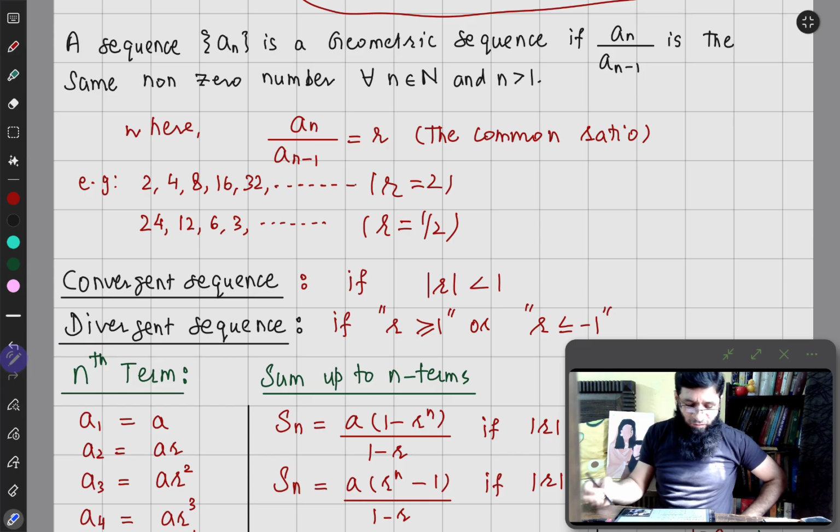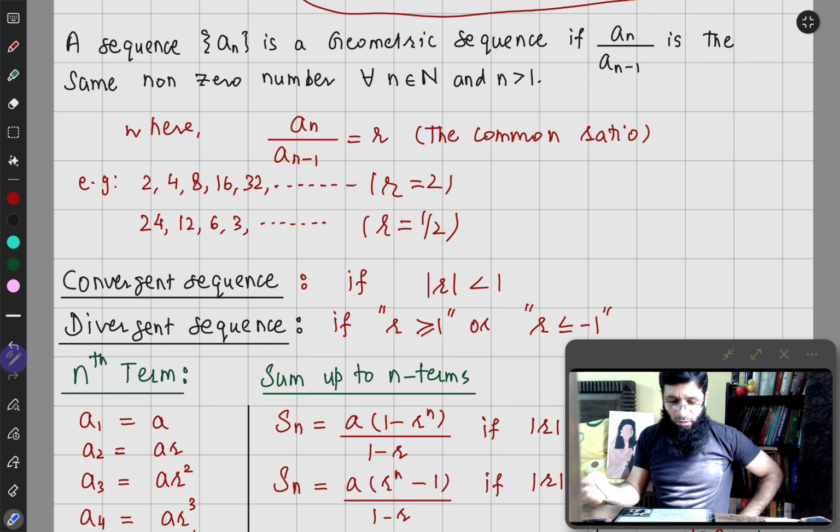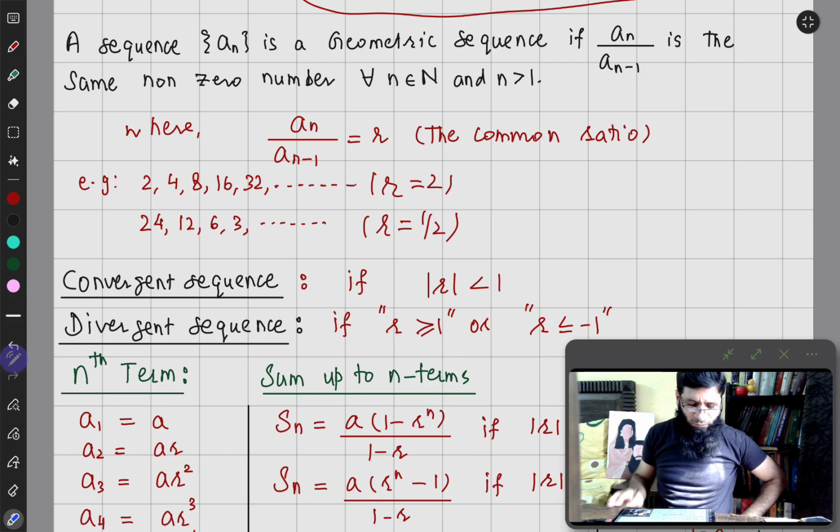And similarly, in this case, 12 over 24, that will be 1 over 2. 3 by 6, that will be 1 over 2. So the common ratio will be 2 for this sequence and 1 by 2 for this sequence. Now, basically, there are two types of geometric sequence. You can have a convergent sequence or a divergent sequence.